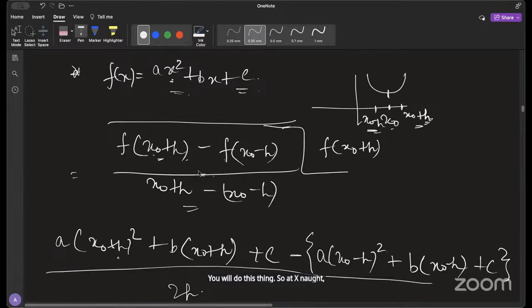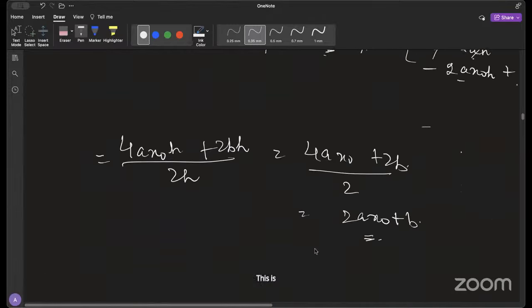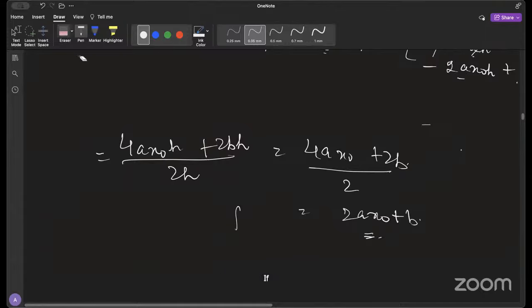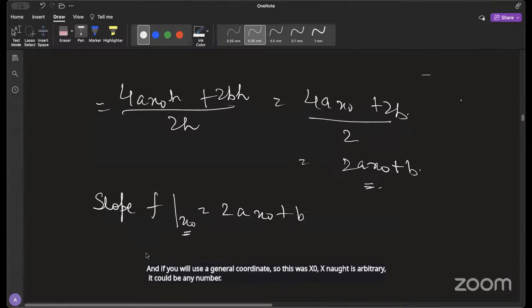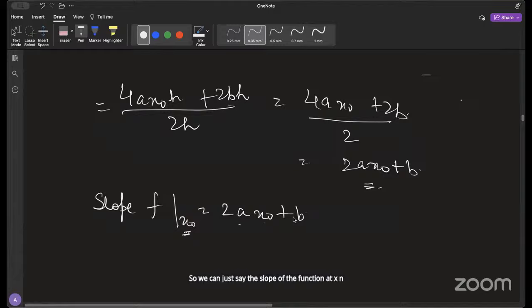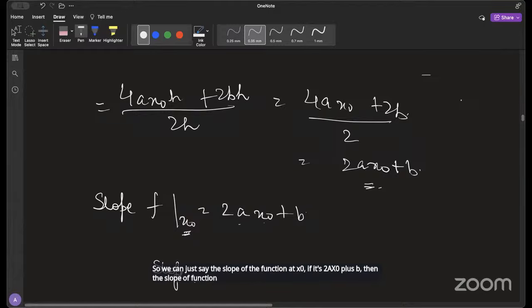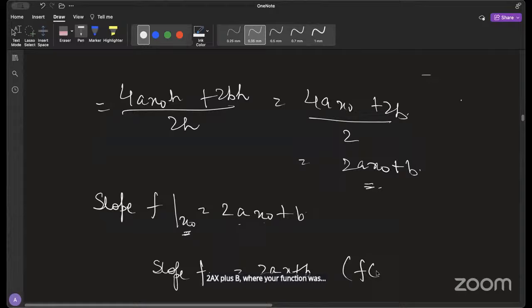So at x naught, this is the slope of f at x naught, right? This is 2 a x naught plus b. And if you use a general coordinate, x naught is arbitrary, it could be any number. So the slope of the function at x naught is 2 a x naught plus b, then the slope of the function for any x should be 2 a x plus b, where your function was a x square plus b x plus c. So this is your slope.